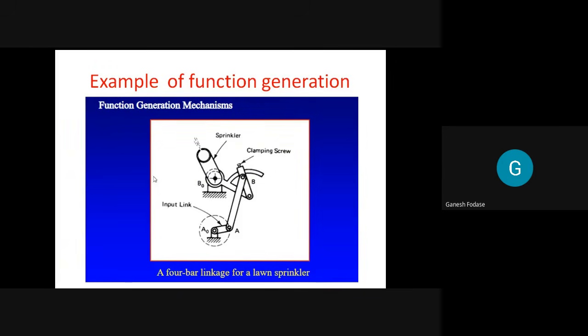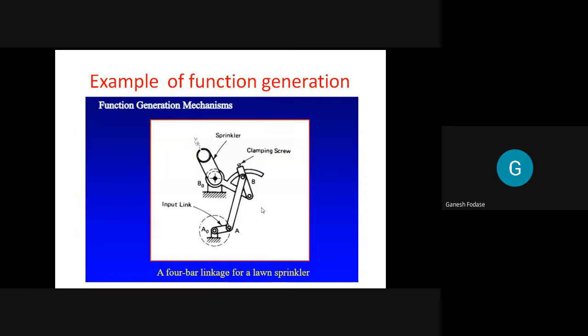Another example we can consider here, let's say this one is a 4-bar linkage for a lawn sprinkler. You can see this one is the sprinkler here, and the mechanism to obtain that sprinkler motion is discussed here. This one is the input link and this one is the output link. So the output motion of the sprinkler is a function of the input link, and hence this problem comes under a function generation problem. I am just trying to explain what basically a function generation problem is, in which the output motion is a function of the input motion.